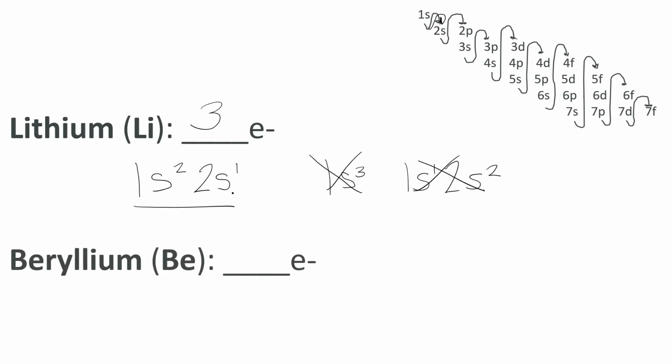Try beryllium, Be. Atomic number 4. So starting with 1s, S can hold up to 2. I need to move on because I need more. 2s can also hold up to 2. 2 plus 2 is 4. Beryllium's electron configuration is 1s2, 2s2.